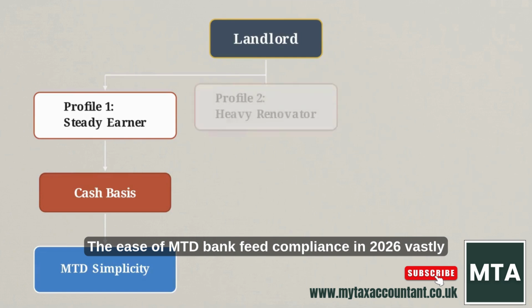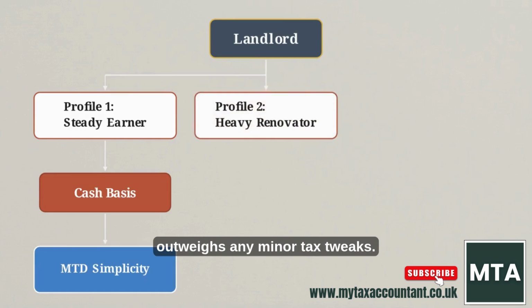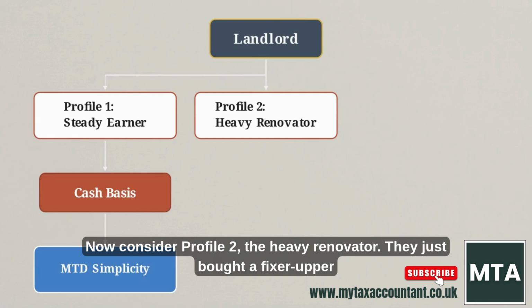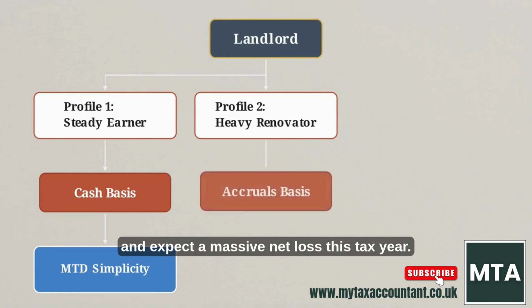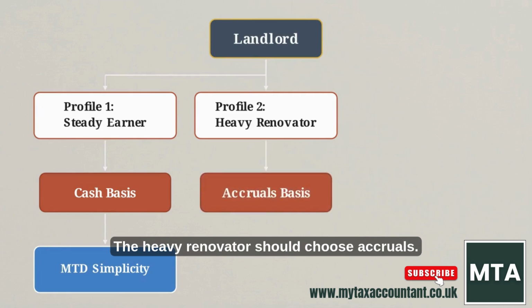Now consider Profile 2, the heavy renovator. They just bought a fixer-upper and expect a massive net loss this tax year. The heavy renovator should choose accruals. This ensures they can carry those losses sideways against their other income.